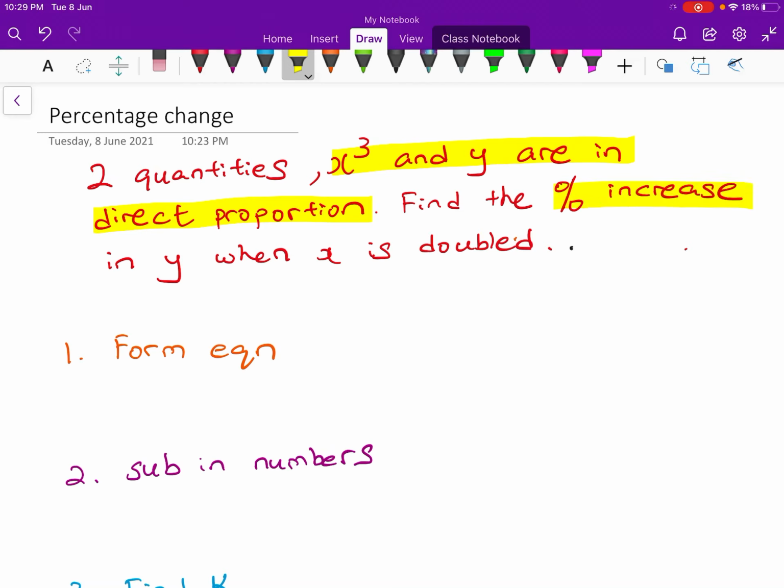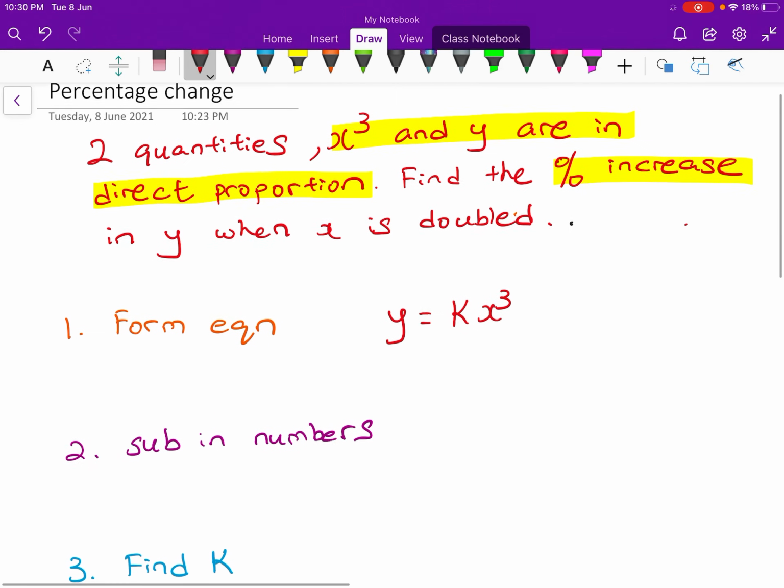Okay, so I will show you the first method. The first method will not involve too much algebra. The second method will involve a fair bit of algebra. So for the first method, always form your equation. We know that x cubed and y are in direct proportion, so I put y equal to k x cubed. Alright, so this is my equation.